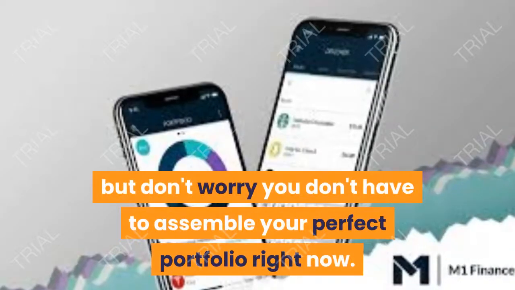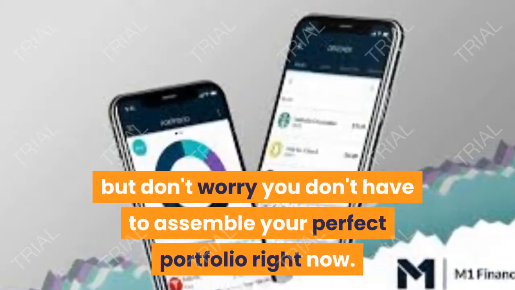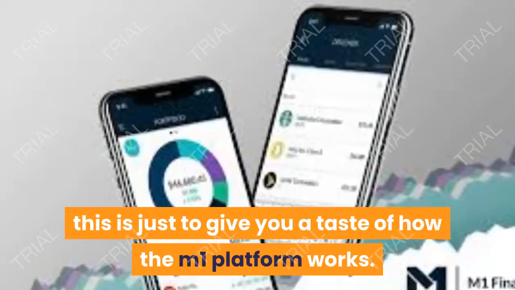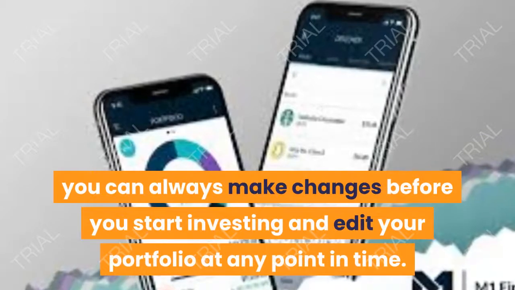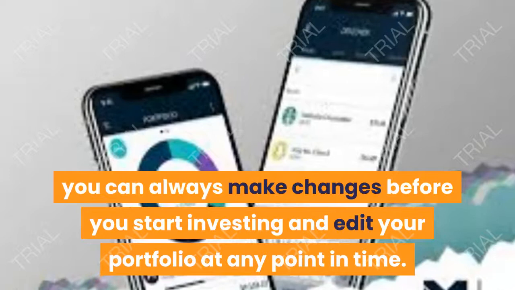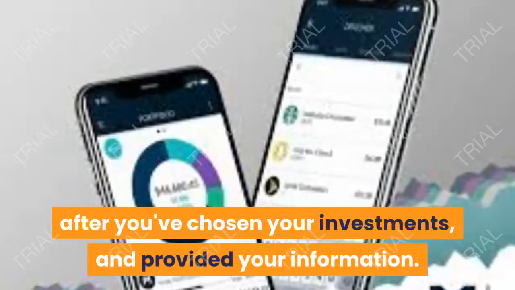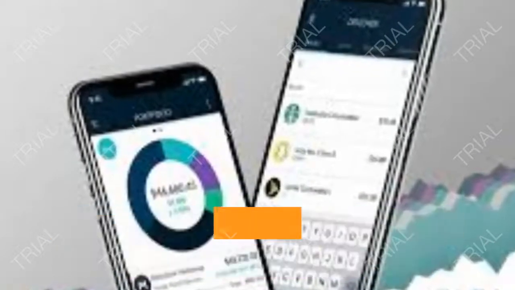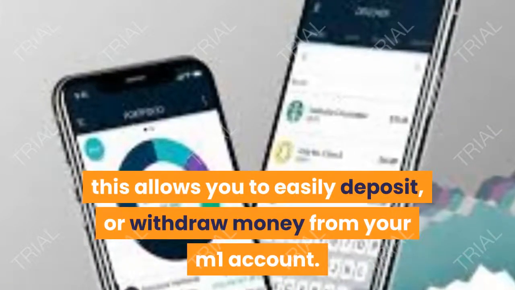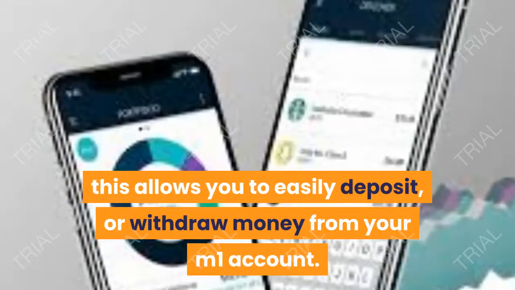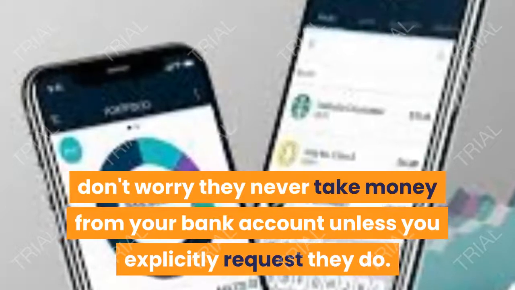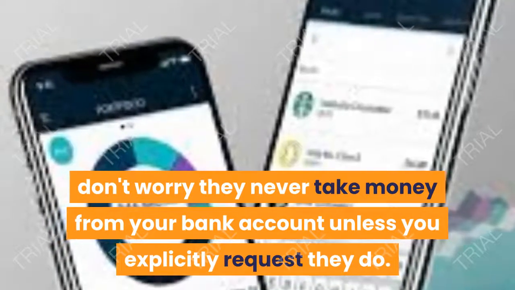But don't worry, you don't have to assemble your perfect portfolio right now. This is just to give you a taste of how the M1 platform works. You can always make changes before you start investing and edit your portfolio at any point in time. After you've chosen your investments and provided your information, you have the option to connect your bank. This allows you to easily deposit or withdraw money from your M1 account. Don't worry, they never take money from your bank account unless you explicitly request they do.